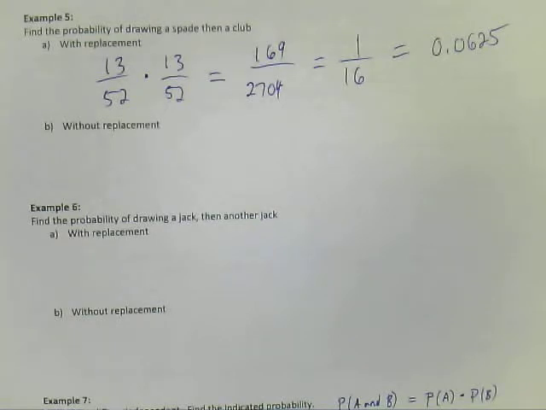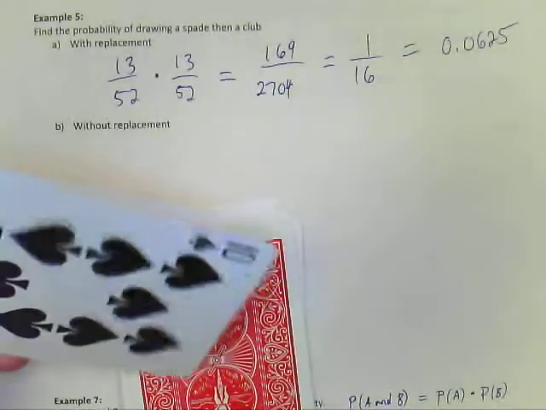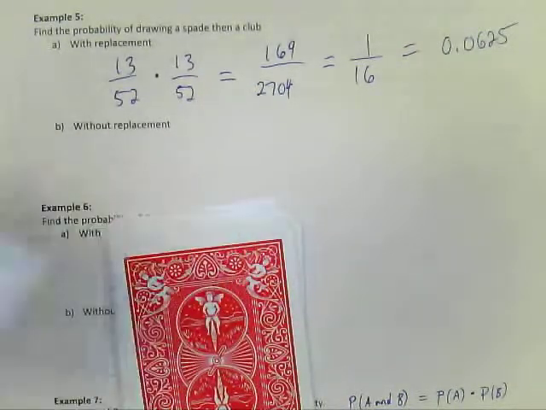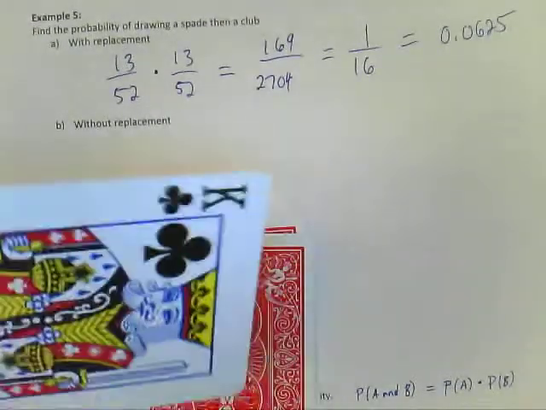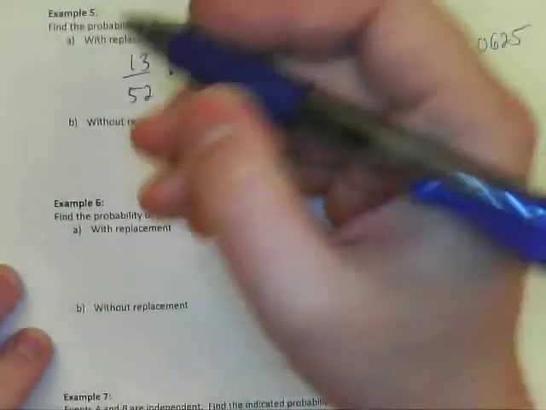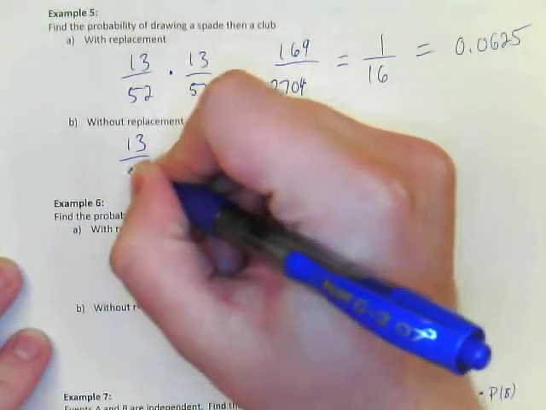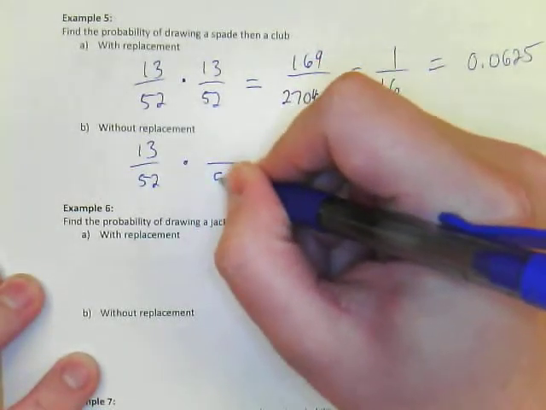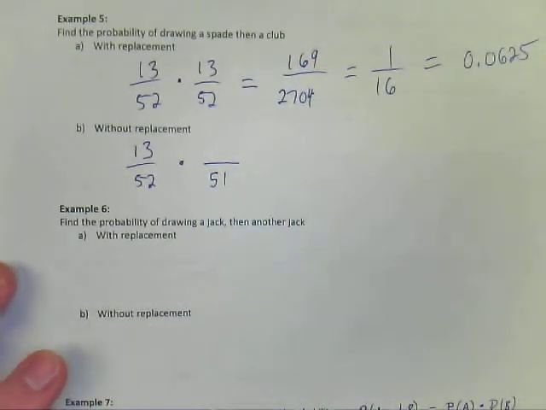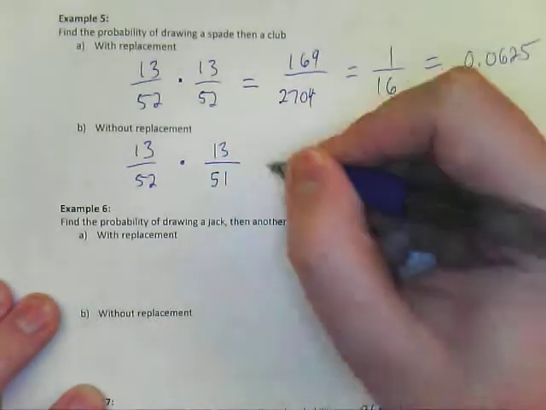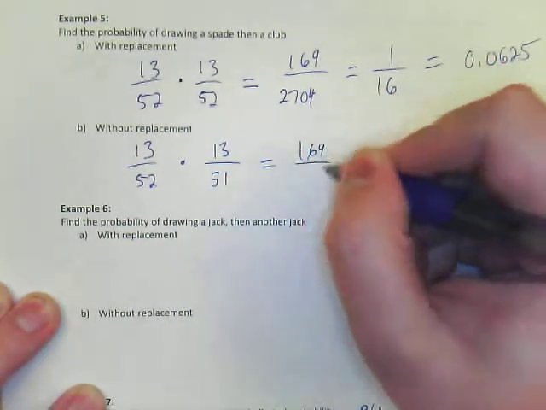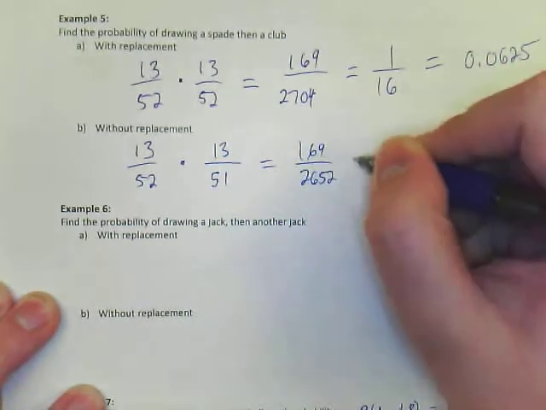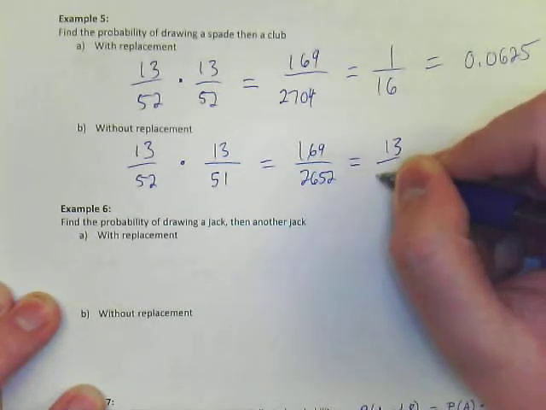Without replacement then, so that means I'm going to take the deck, I'm going to draw my spade, and then I'm going to remove it from the deck, throw it aside, and then pick a club. So without replacement, it's going to be 13 out of 52 still for the spade, but then when I remove that, I've only got 51 cards left. Now I still have 13 clubs because the card I removed was a spade, so we've still got 13 clubs. So that's going to be 169 out of 2652. And that will reduce to 13 out of 204.